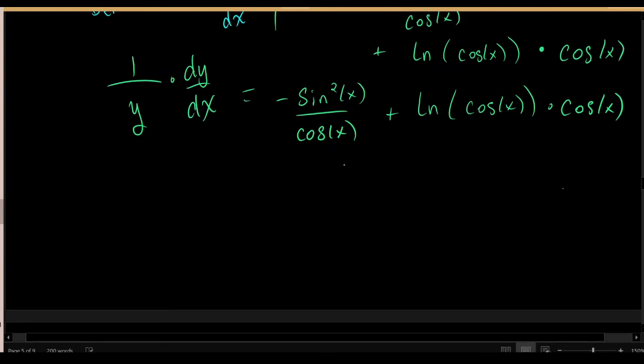And then what would dy dx be? Dy dx would be equal to this entire expression on the right multiplied by y to get rid of this 1 over y.